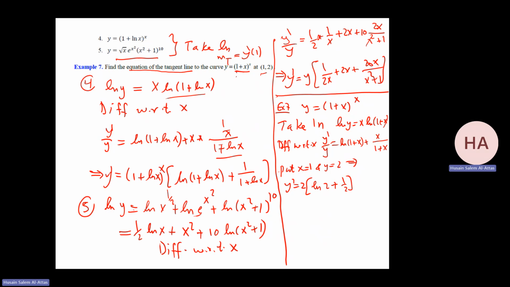So I have what? Ln 2 plus 1. In other words, 1 plus ln 4. That's the slope of the tangent, m tangent. So what is the equation? y minus 2 equals the slope times (x minus 1). You can simplify it. So this is the equation.